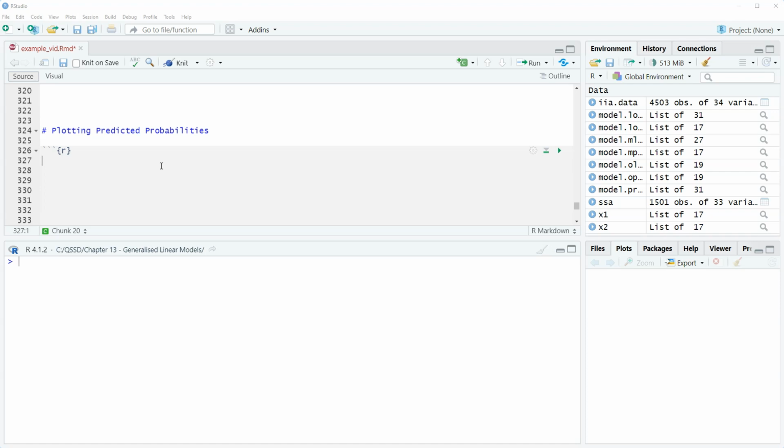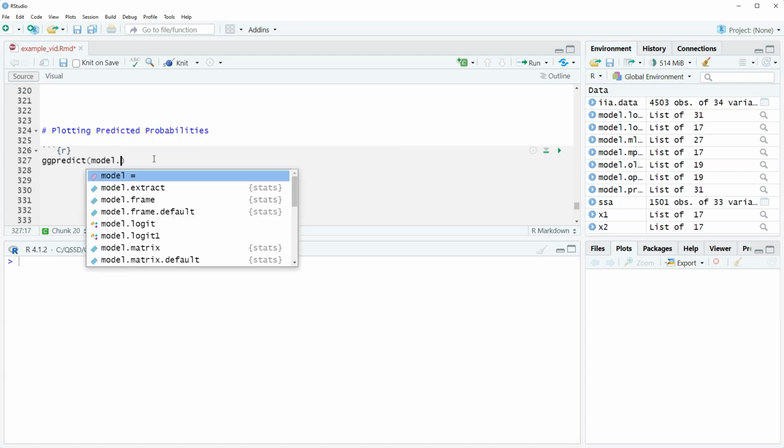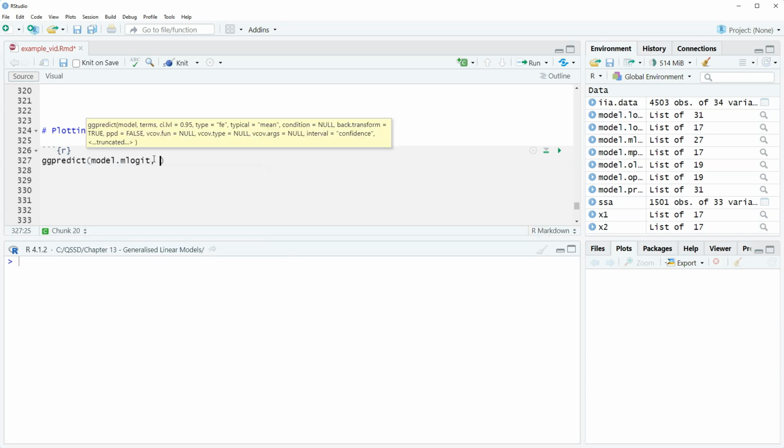The code is pretty much identical to what we've used before for doing these. The interpretation is a little bit different, so it's good to walk through it. We're going to use the ggpredict function again, with our model.mlogit, and include the Scott variable on the x-axis, so terms equals Scott.